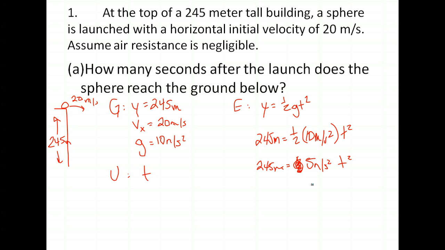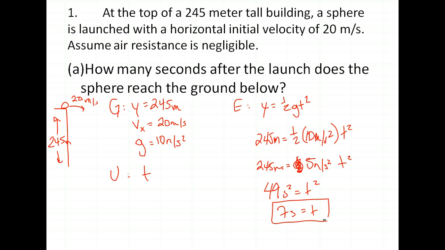So 245 divided by 5 is 49. You can already see what this one's going to be. 49 seconds squared equals t squared. So that means the square root of 49 is 7. 7 seconds is the time that this sphere takes to fall off our building.